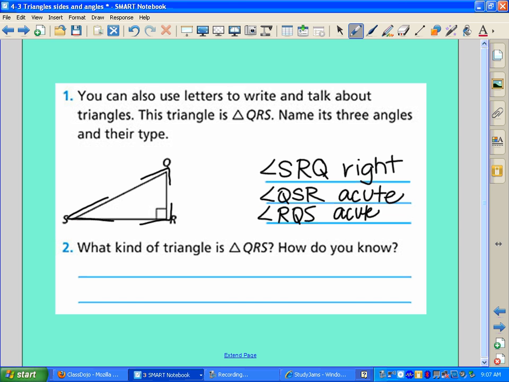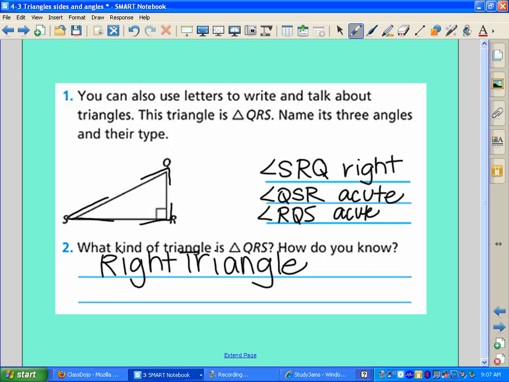So if I was to name this triangle, what kind of triangle would I have? A right triangle. If it has a right angle in it at all, we're going to name it a right triangle. Okay? We are just looking at the angles right now.